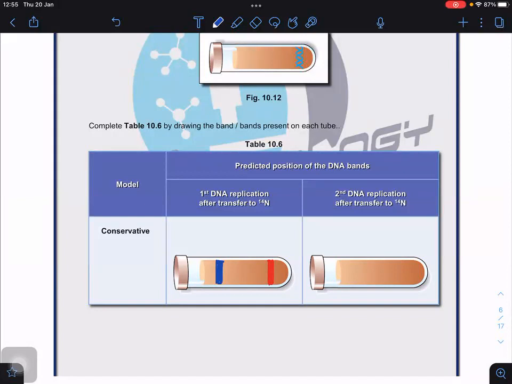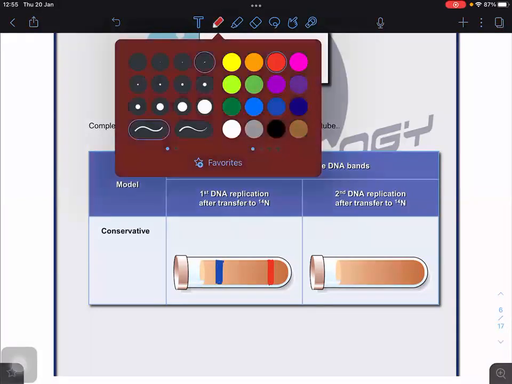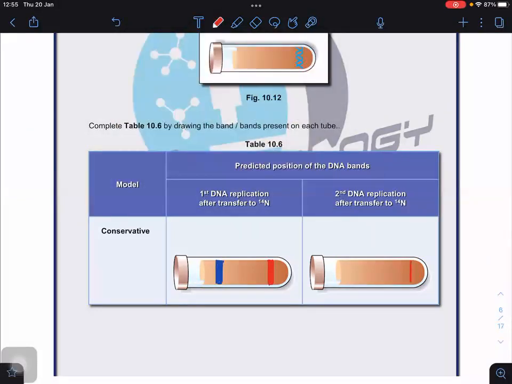After the second generation, again, they will have one band at the bottom, but a thinner band, and one band at the top, a thicker band. The thicker band represents 28, and the thinner band represents 30.